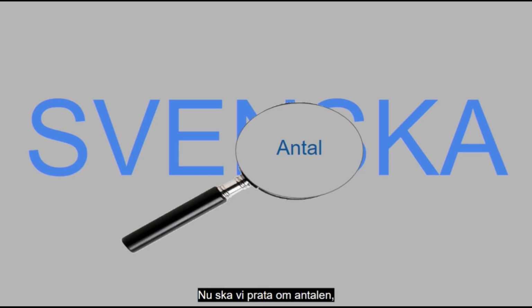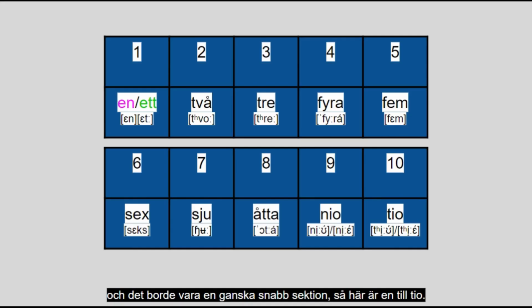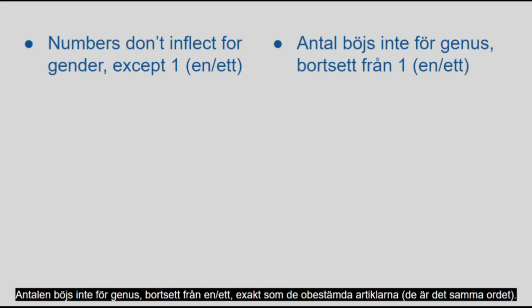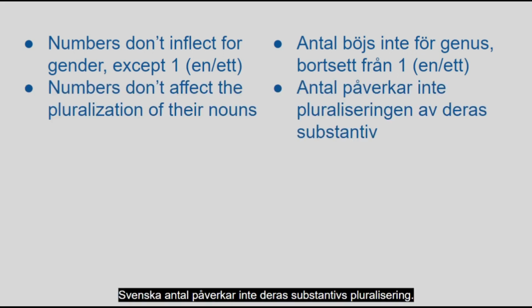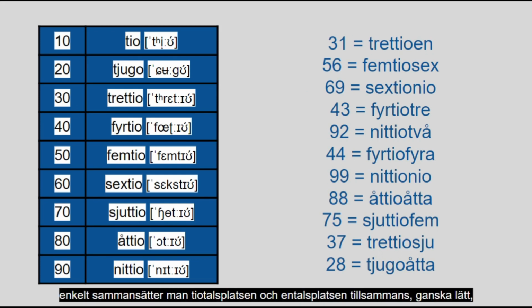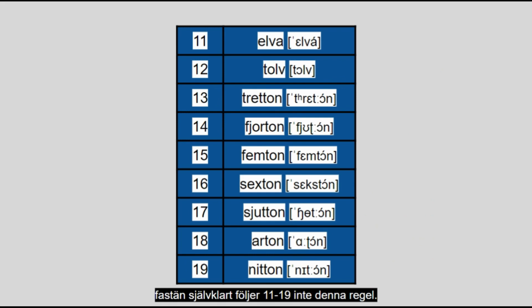Now let's talk about the numbers, and it should be a pretty quick section, so here's 1 through 10. The numbers don't inflect for gender except for one, en or et. Just like the indefinite articles, they're the same word. Swedish numbers don't affect the pluralization of their nouns. To make the 2-digit numbers, you just compound the tens place and the ones place together. Pretty easy, although of course 11 through 19 don't follow this rule.